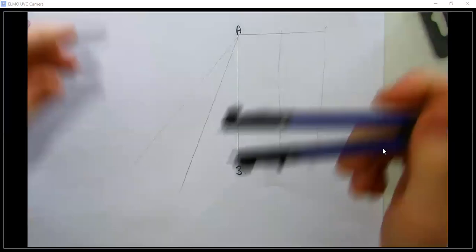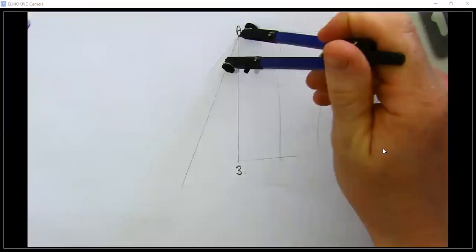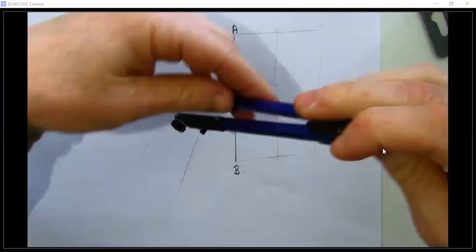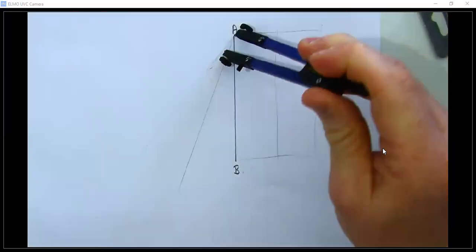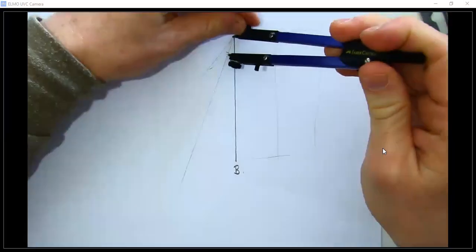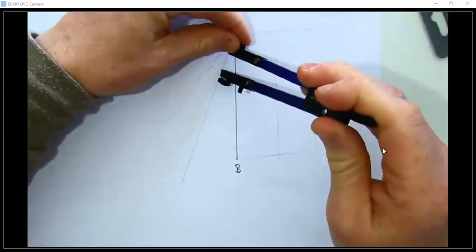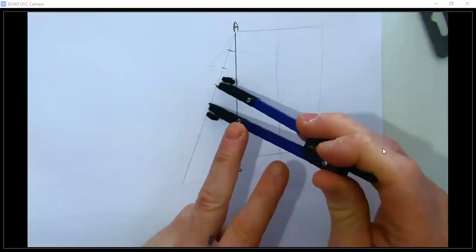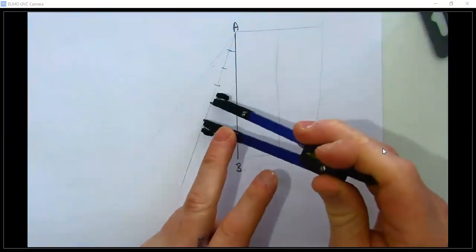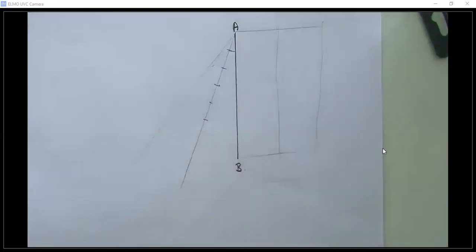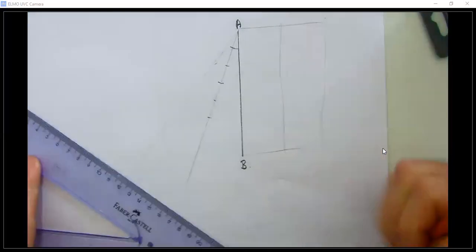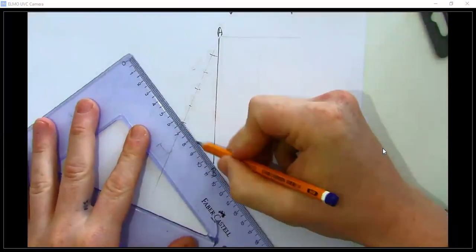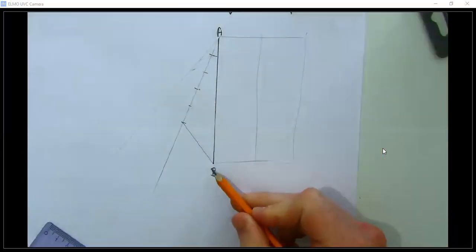I'm going to get my compass. You put it at the starting point of the line. You set your compass to any radius. Don't go too small with it because it will be awkward. And you strike off that same radius 5 times. So 1, 2, 3, 4, 5. You struck that 5 times. From the 5th point, you draw a line straight back to B, which is the end of our line.